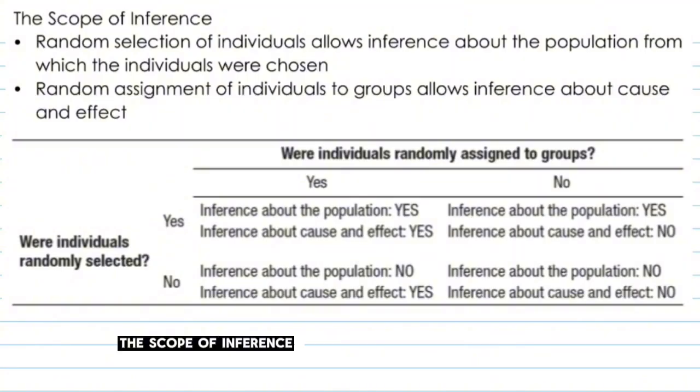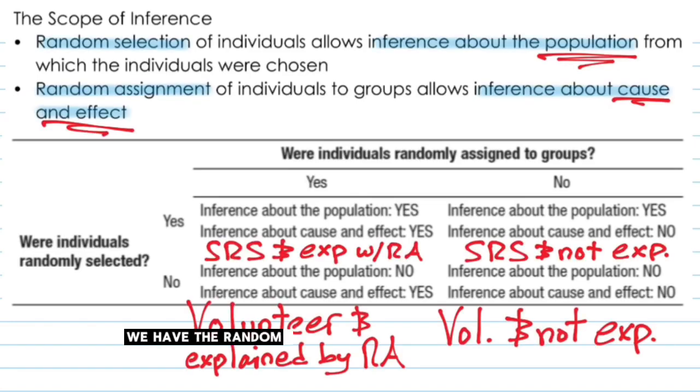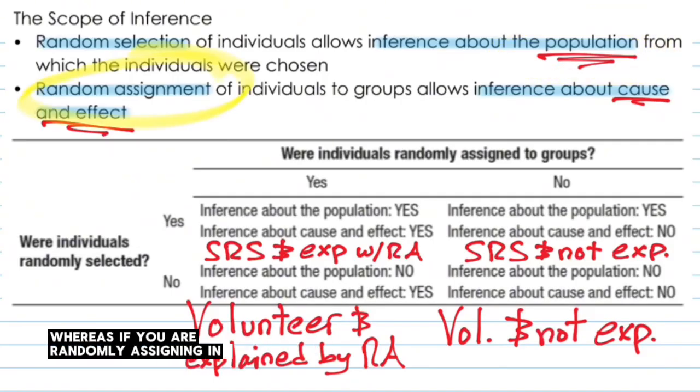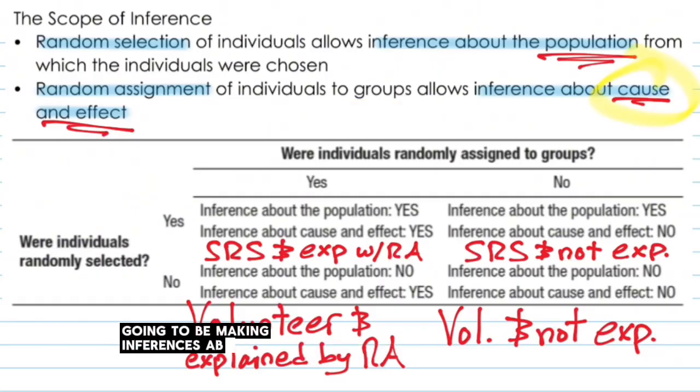The scope of inference. So we have now talked about 2 different ideas in this entire chapter on collecting data. We have the random selection of individuals, and when you randomly select individuals, you are able to make inferences about the entire population. Whereas if you are randomly assigning individuals into groups, now you're going to be making inferences about a cause and effect relationship. These are 2 different ideas that will all vary as you explore things that you are collecting data and trying to make an experiment on.